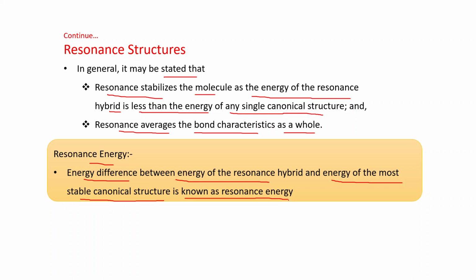And resonating structures do not exist. That's why they are not stable. Not stable means higher energy. Stable means less energy. That's why the difference between the energy of a resonance hybrid and the most stable canonical structure is known as resonance energy.